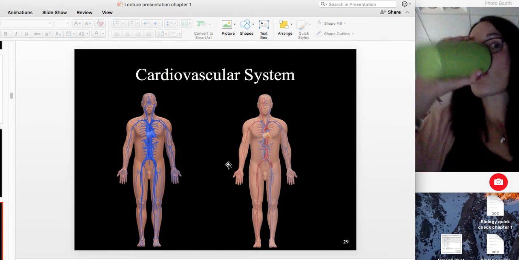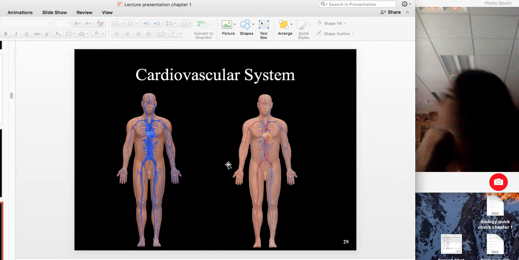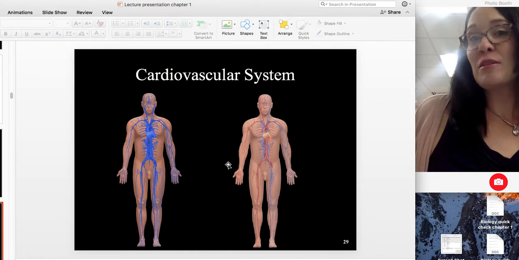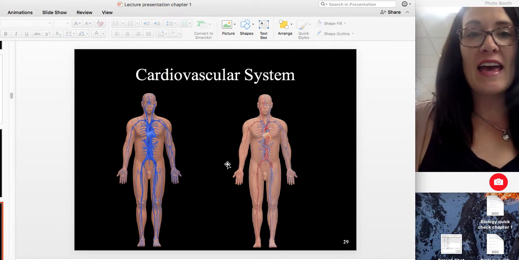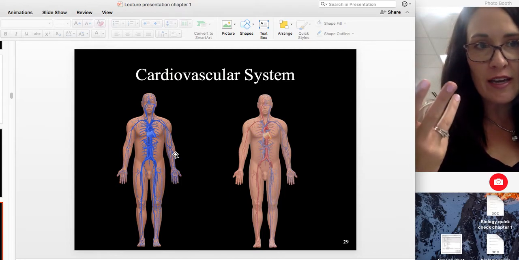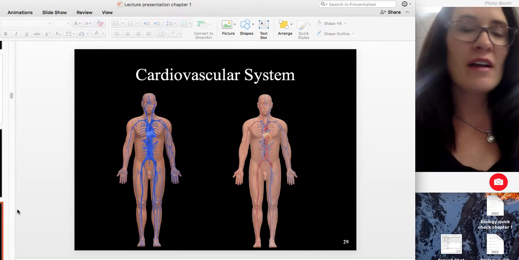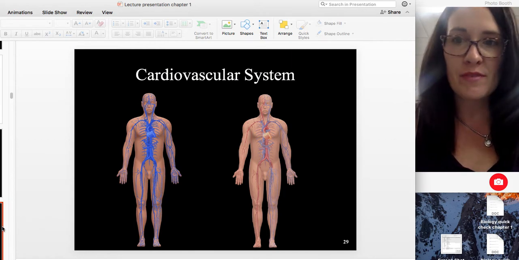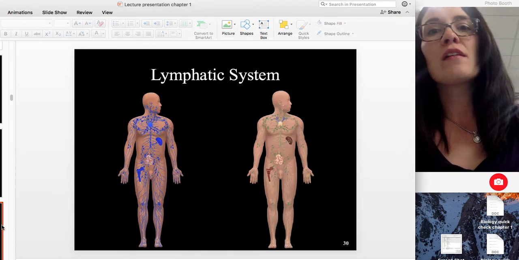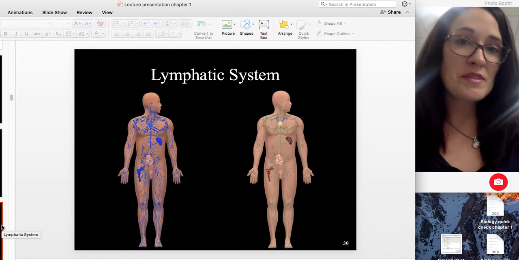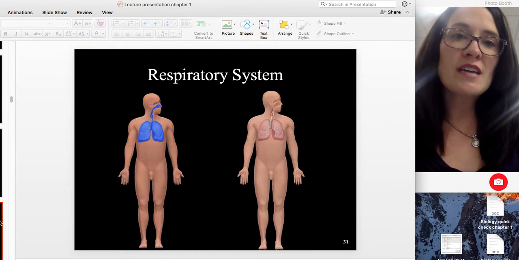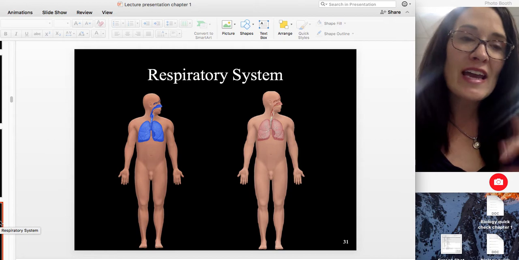Cardiovascular, there goes my stimulus, the lights. The cardiovascular system is made up of the heart, blood vessels, and the blood, and its purpose is to circulate oxygenated blood. Everybody says it keeps you alive. Well, every body system keeps you alive. The heart specifically pumps the blood. The lymphatic system is really cool. It has immune system functions and also circulates fluids in the body. Respiratory system: breathing, getting that air in and out.